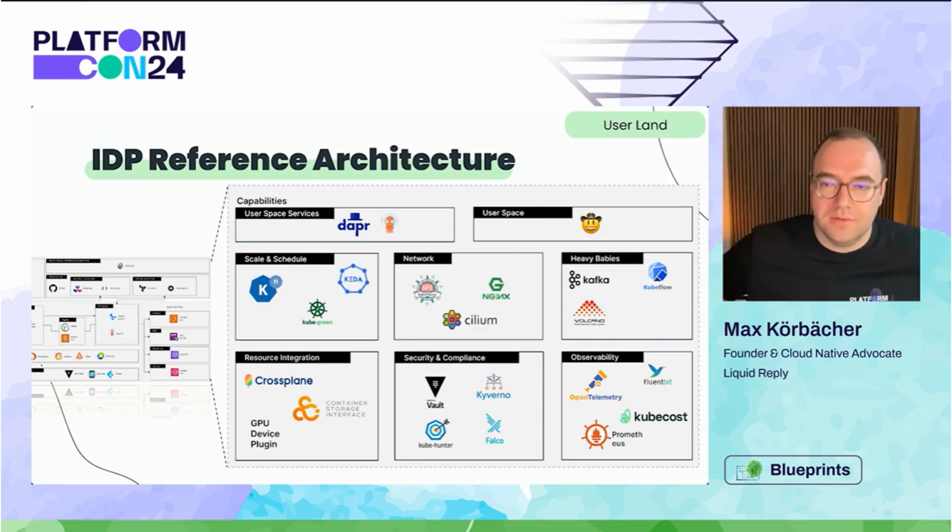In his Extending the IDP Reference Architecture talk at PlatformCon 2024, Max Gröbacher discussed the multiple dimensions and different perspectives of platforms and suggested extending the architecture with what he calls userland, the platform capabilities that form the foundation that carries the IDPs. For example, we include namespace observability in the IDP, but we also have observability in place for the platform as a whole.